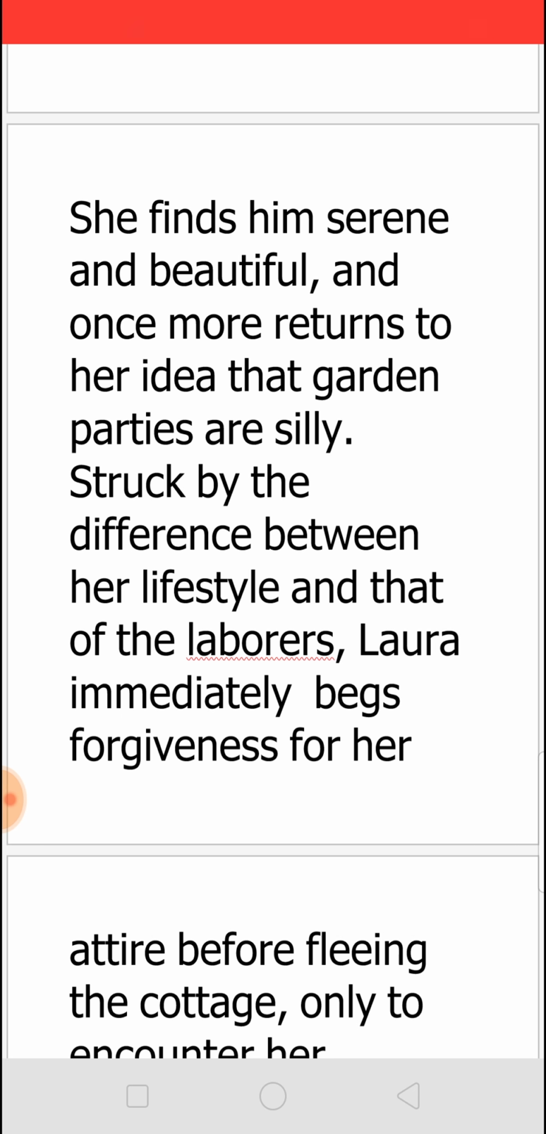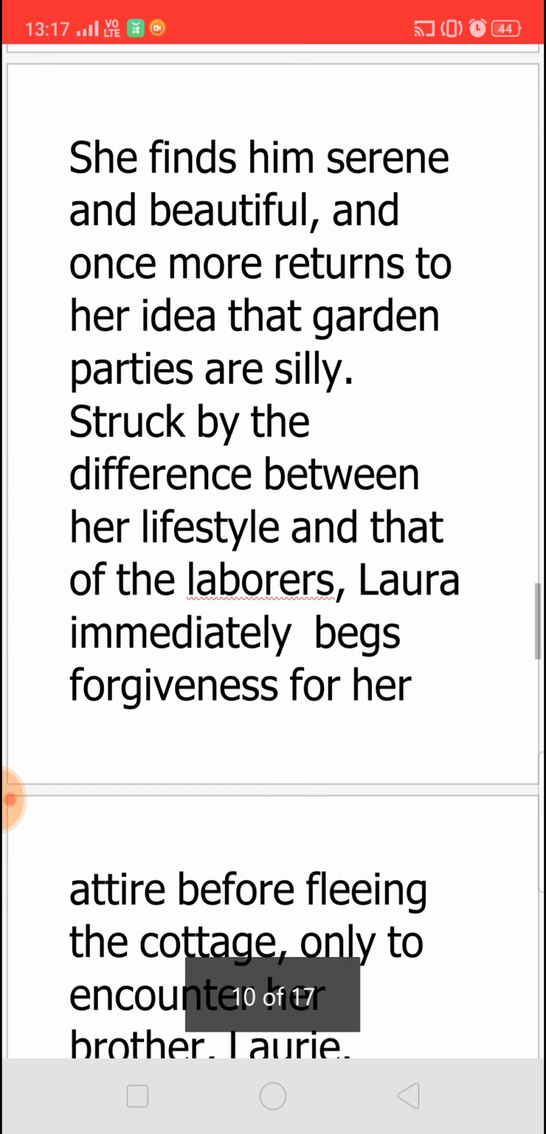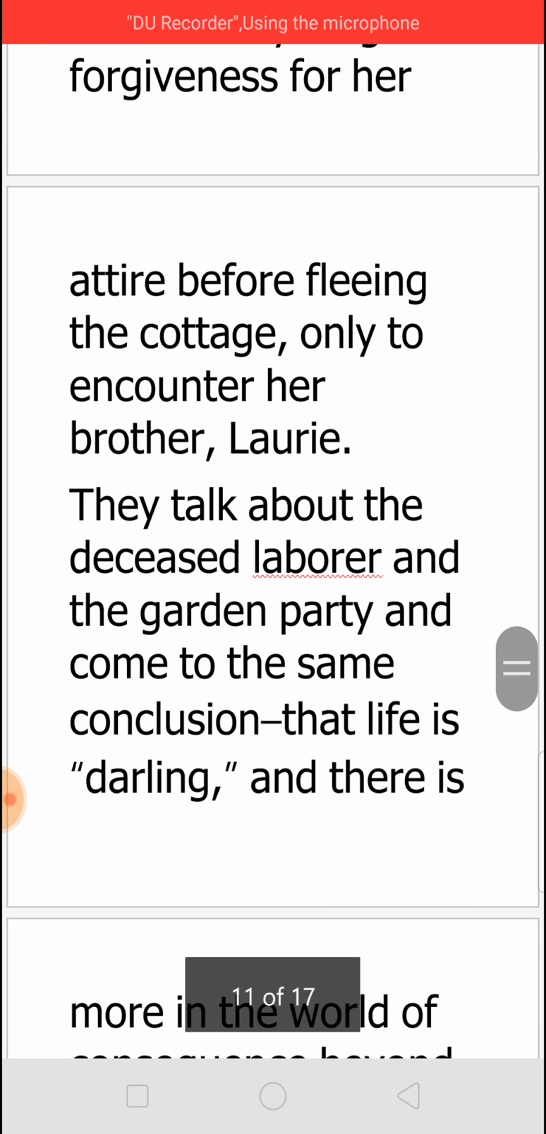And when she sees the face of the man, she is really stunned, because the face is so serene and beautiful, and there is such calmness, and she feels that all this garden party and the people there are very artificial and very silly. The difference between her lifestyle and the life of the laborers comes to her, and she feels ashamed again for having come so well dressed to a place where there is a death. Then she begs others to forgive her for her dress.